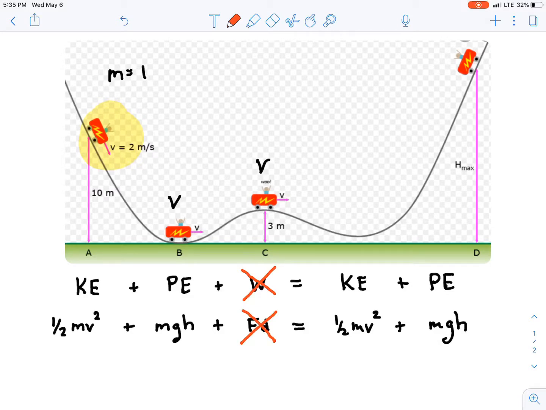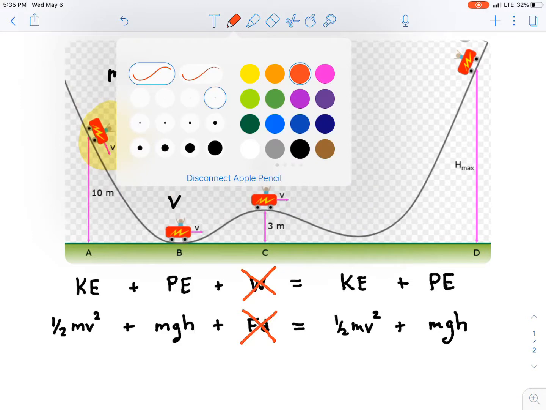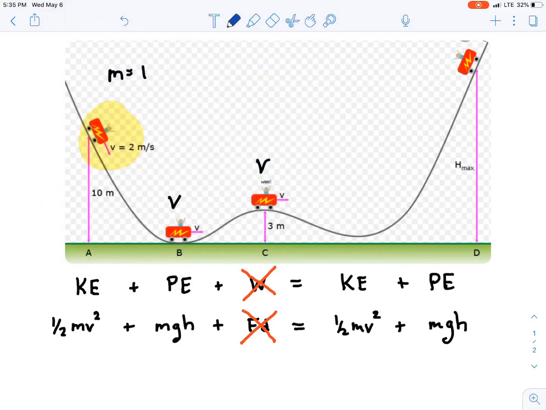Okay, so here we go. Let's use blue. All right, so we have 1/2 times the mass, which we said was 1, and the velocity squared at that point would be 2 squared. Plus the mass is 1. Gravity, I use 10 as gravity, so if you're not in my class, ask your teacher what you should use. I like 10, and the height is 10. Plus, there's no work involved, and that equals whatever condition we're going to.